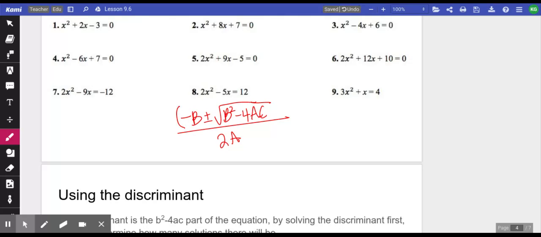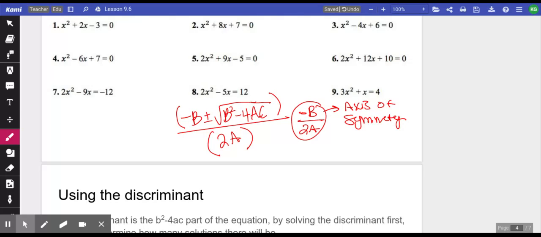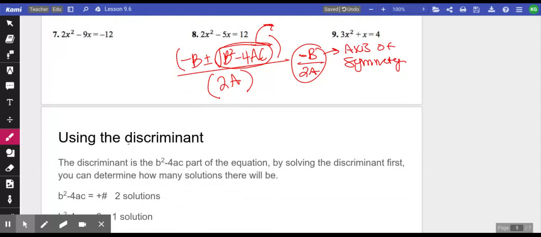Now, when we put this in, there's more than one thing on the top and more than one thing on the bottom, so we need to add extra sets of parentheses. And we've already looked at this negative b over 2a part of the formula as the axis of symmetry. And then this part of the formula, the b squared minus 4ac, is called the discriminant. And we're going to talk more about that in a minute.